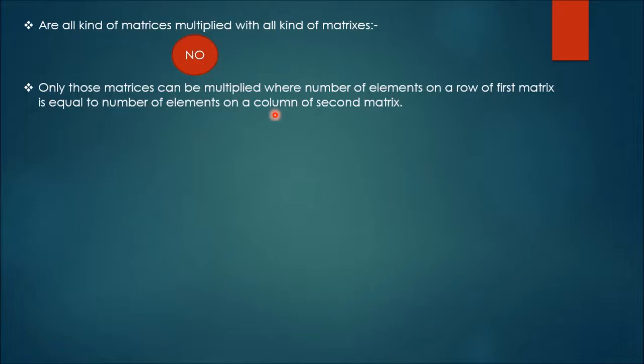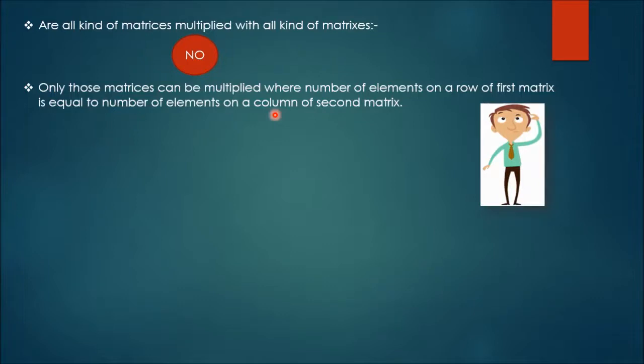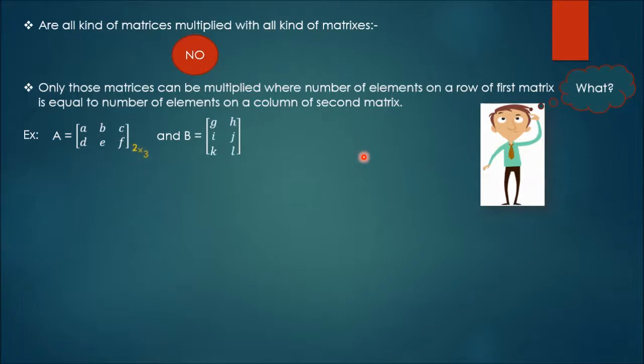Now if you are still confused, you can see here, this student is confused. He couldn't understand it, so let's deal with an example. Let's observe one example which will make it very clear. Now these are matrices A and B, and as we know, the order of A is 2 cross 3 and the order of matrix B is 3 cross 2.